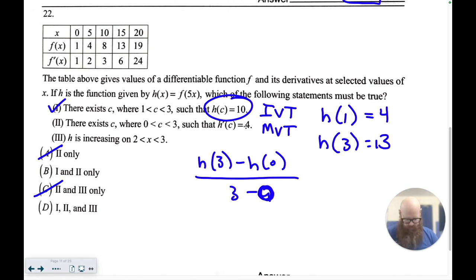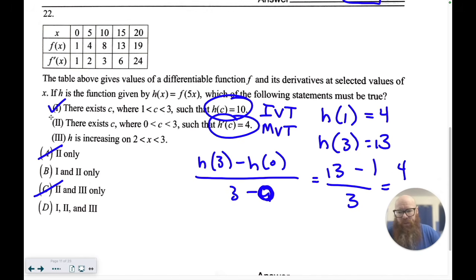Well, let's see if we get 4. H of 3 we already found to be 13. H of 0 is f of 0, so that's 1. And sure enough, 13 minus 1 is 12 over 3 is 4. We do get 4. So that works.